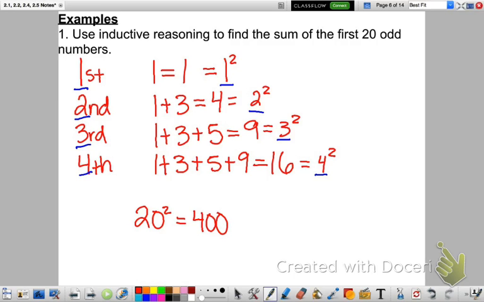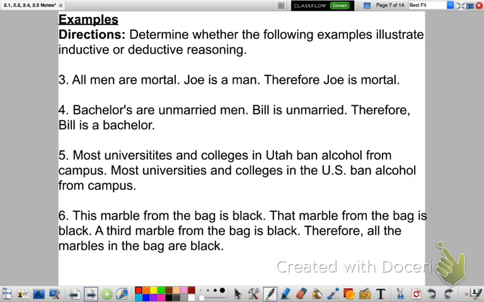Now, let's work through some examples trying to determine the difference between inductive and deductive reasoning. Number 3 says, all men are mortal. Joe is a man, therefore Joe is mortal. Big picture to a specific person. So is that I or D? Well, I is when I'm talking about I, me, my, or a specific case. So 3 must be deductive.